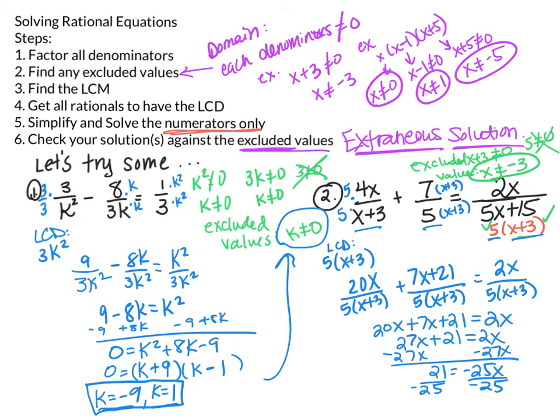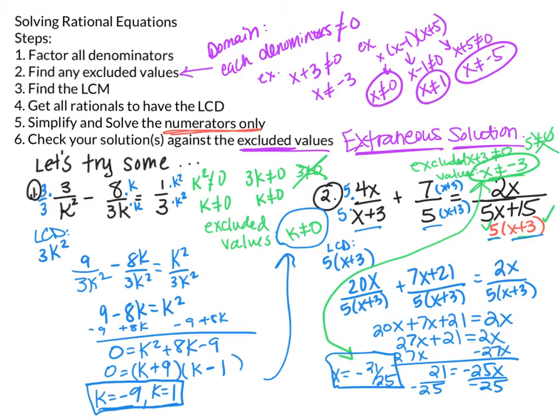So I think that x is going to equal negative 21 over 25. And you're like, oh my gosh, it's a fraction. Okay, well, that is perfectly fine. As long as I do not get negative 3. So I have to go back up to my excluded value and say, okay, as long as the answer I got is not negative 3, I'm okay, which it is not. So, therefore, I have my solution.